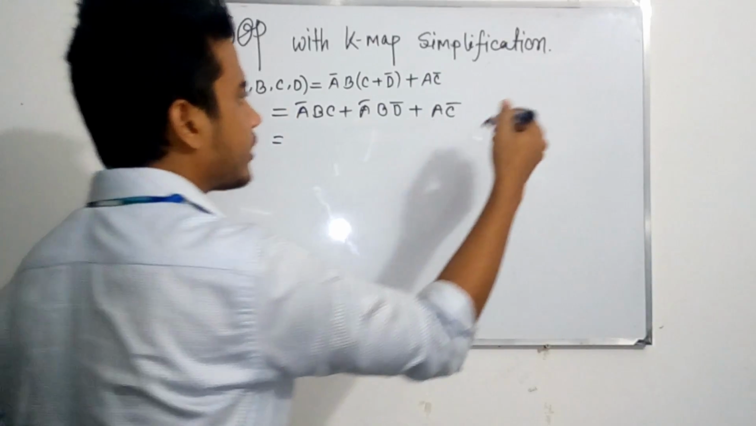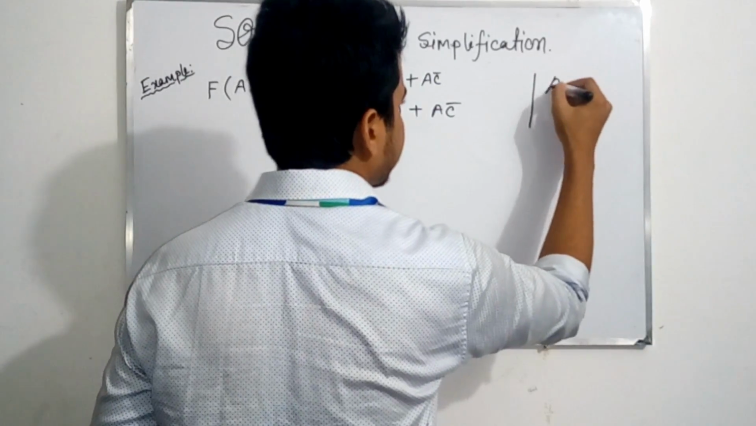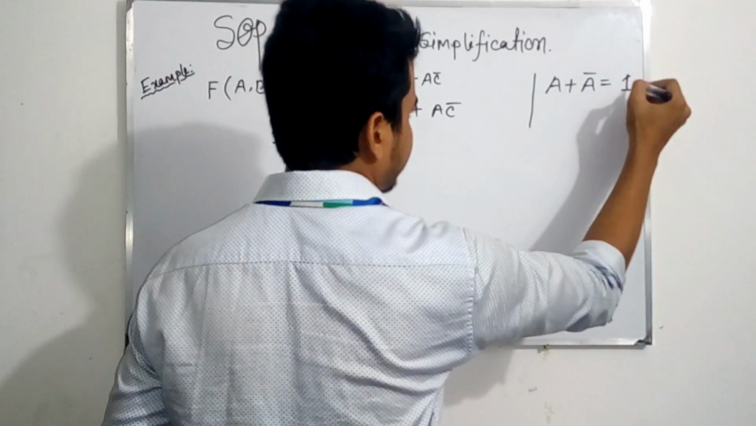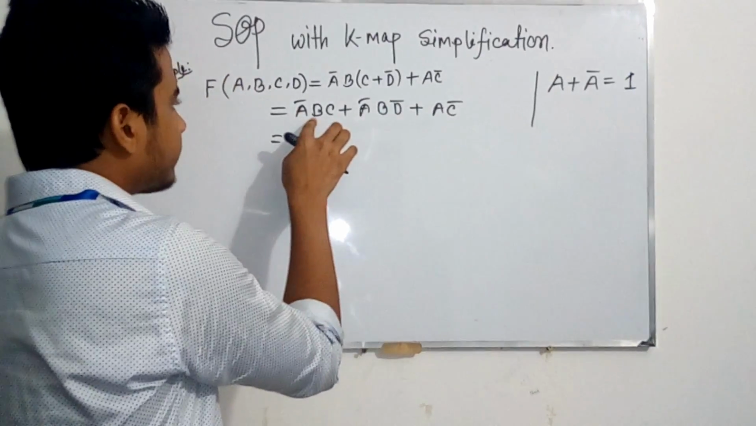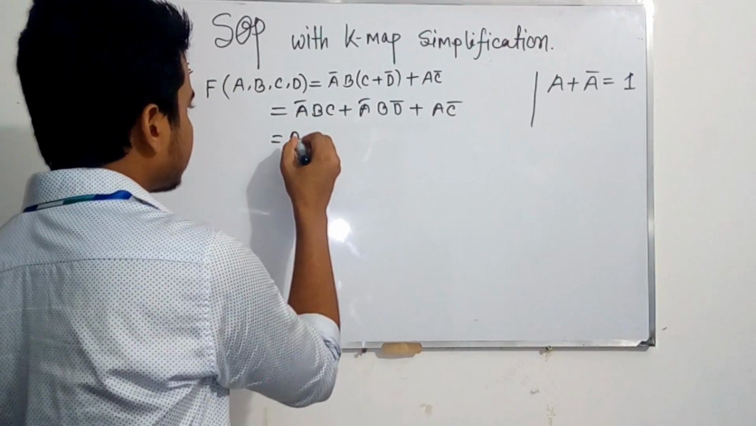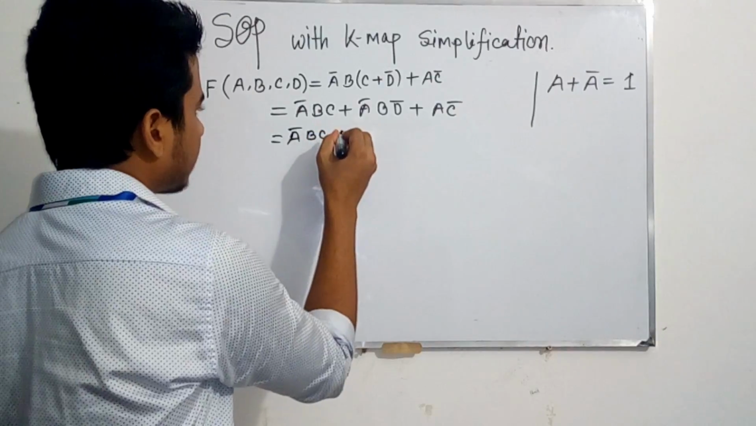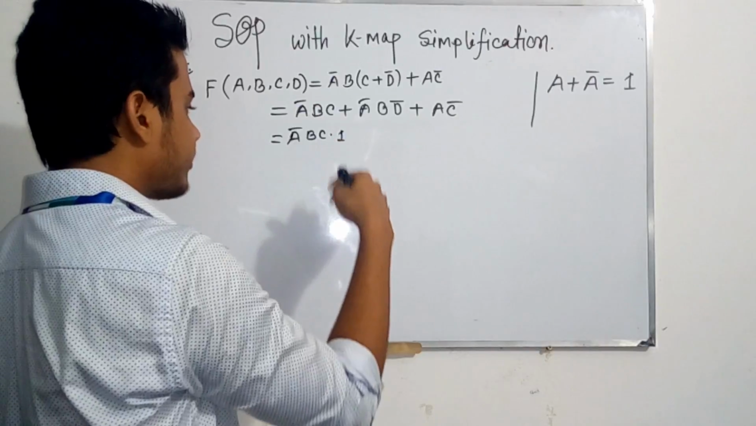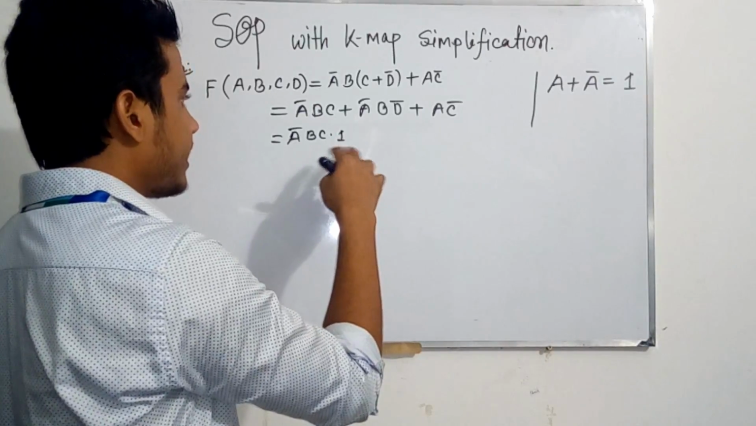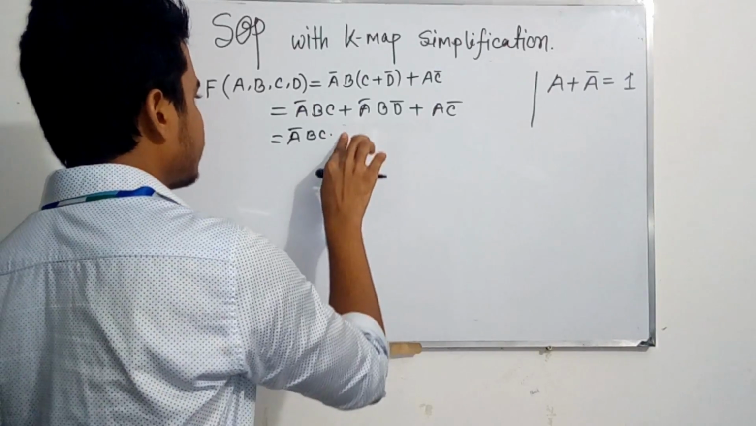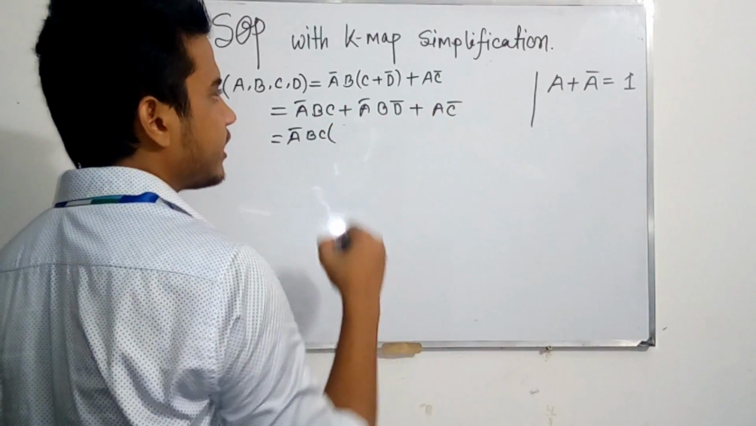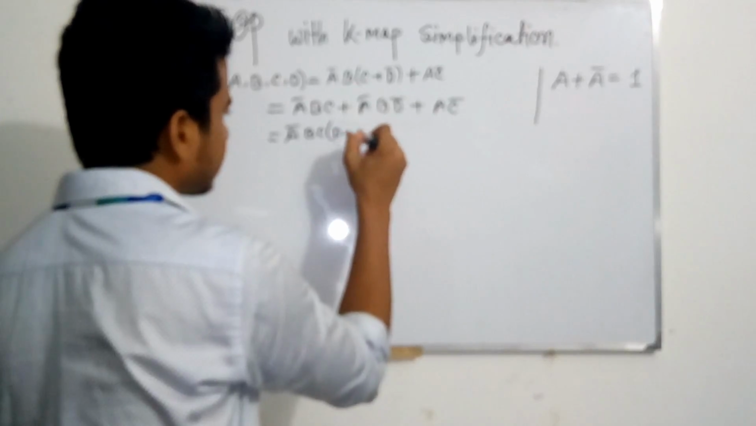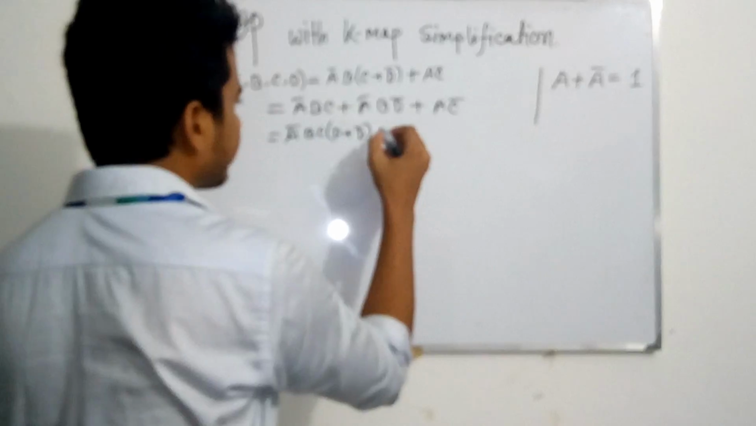To fill these up, we have a rule. Suppose A plus A', this means 1. This is a Boolean expression. So A'BC into 1 means A'BC. When we multiply some variable with 1, it remains the same as its previous form. So for A'BC we can write it multiplied by D plus D', because here we need D. So here D will come.